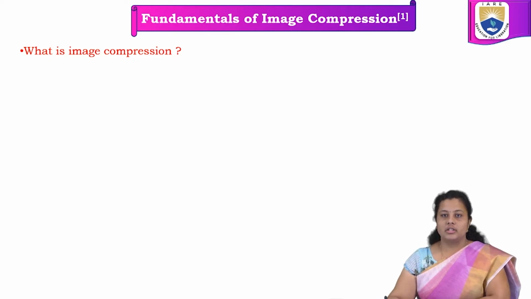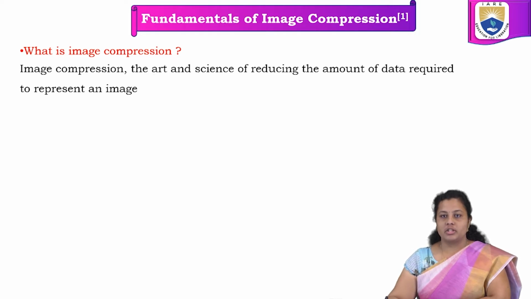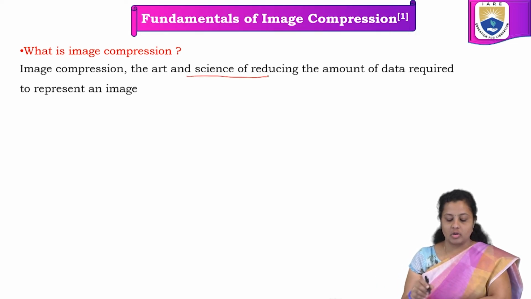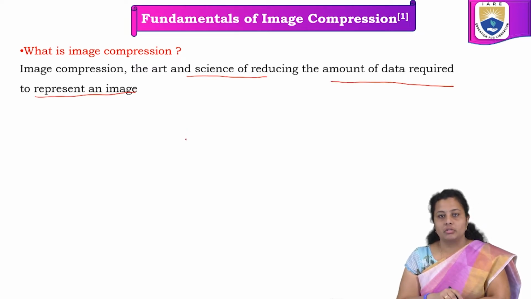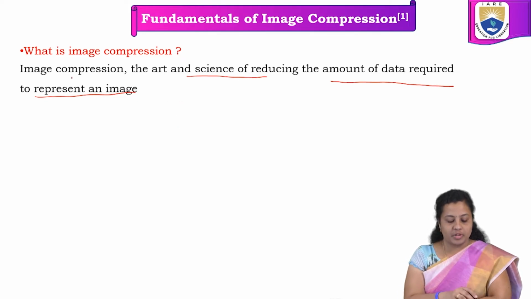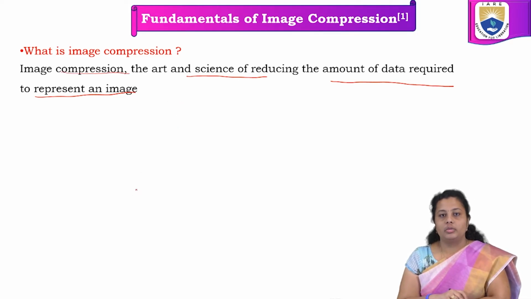So what actually is image compression? Image compression is the art and the science of reducing the amount of data required to represent an image. Basically, image compression is required to reduce the amount of bandwidth needed for transmitting from one person to another, from humans to machines. When we are transmitting images, we need to compress them so that the bandwidth required is much lesser.